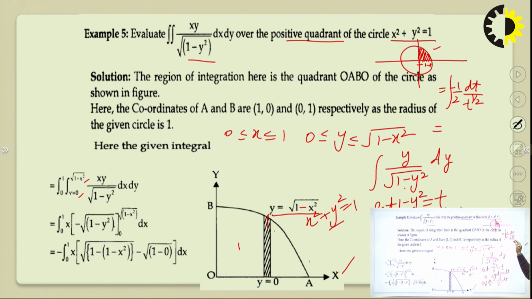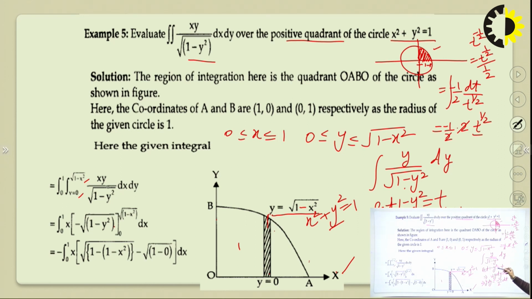So it is equal to minus 1 by 2 times the integration of t power minus 1 by 2, which is equal to t power 1 by 2 upon 1 by 2. So this will be equal to 2 t power 1 by 2, and the 2 is cancelled. Now we will put the value of t here.